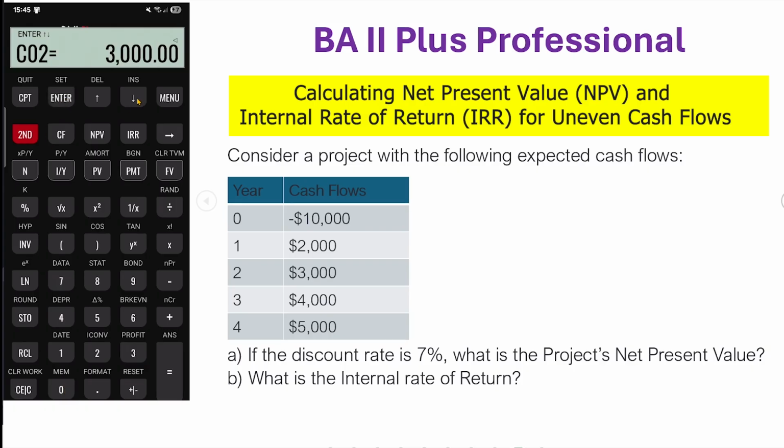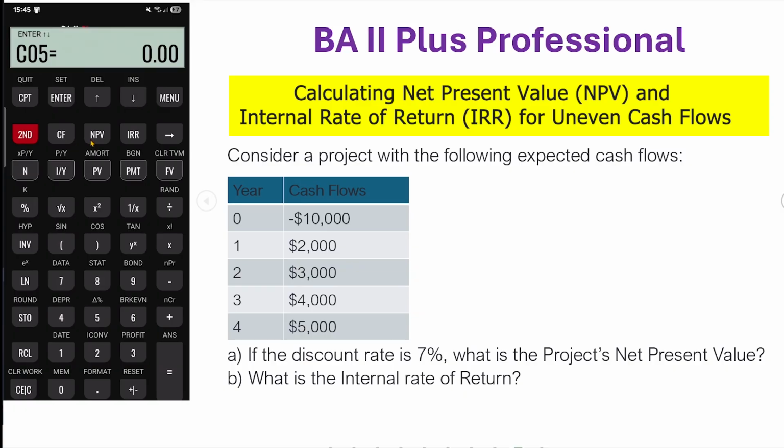Enter, downward arrow key 2 times. Cash flow 3 is 4000. Enter, downward arrow key 2 times. Cash flow 4 is 5000. Enter and press the downward arrow key 2 times.